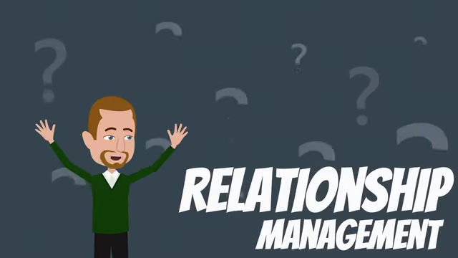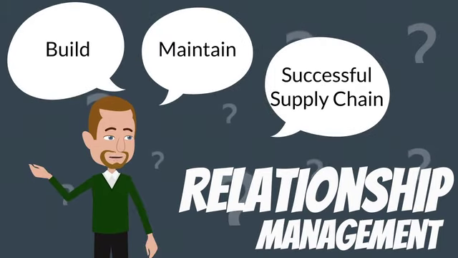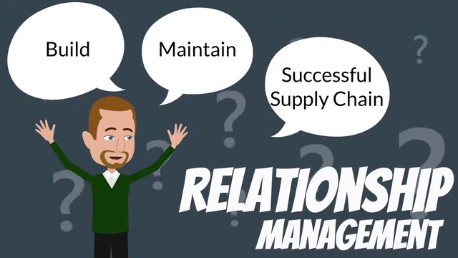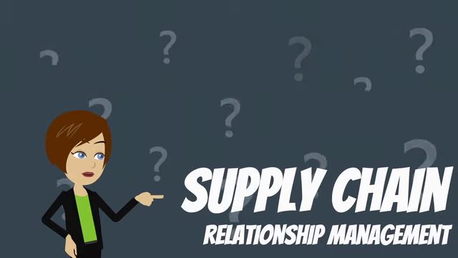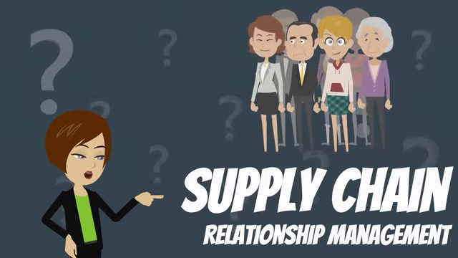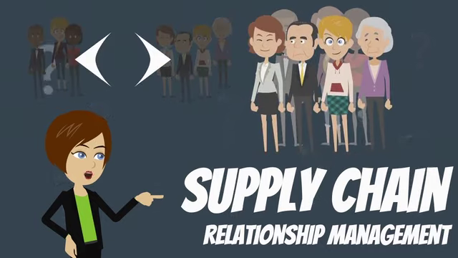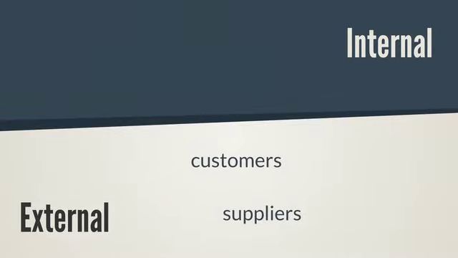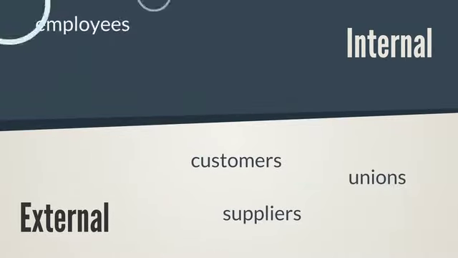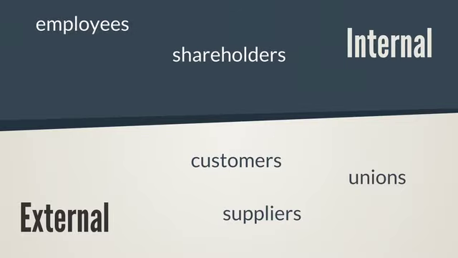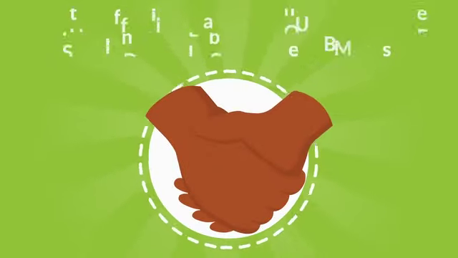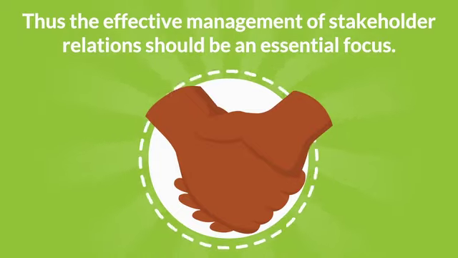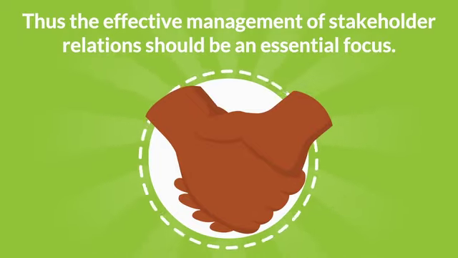In building and maintaining a successful supply chain, vital relationships must be developed and carefully nurtured. Supply chain relationship management is important as it refers to the management of the people and the interconnected relationships within the supply chain. There are various internal and external stakeholders in the supply chain, such as customers, suppliers, unions, employees, shareholders, directors, and so forth. Thus, the effective management of stakeholder relations should be an essential focus.